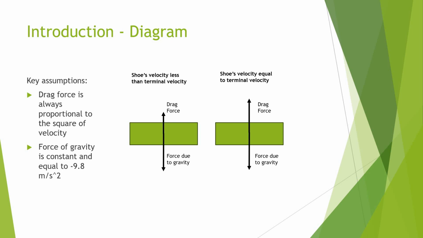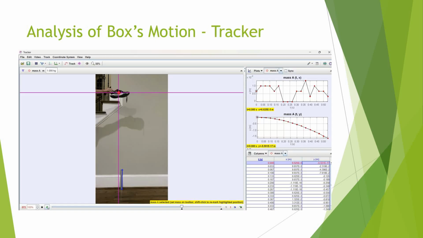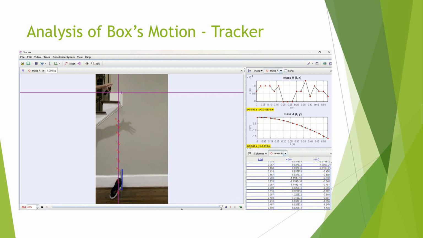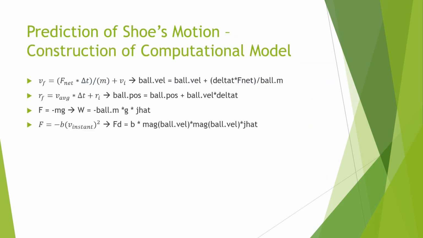This means that the object has reached and will maintain its terminal velocity. Some key assumptions made in this lab are that drag force is always proportional to the square of the velocity, and the force of gravity is constant and equal to negative 9.8 meters per second squared. I use this video and Tracker technology to create a position versus time graph of the shoe position as it falls. I define up as positive and down as negative, so a downward sloping position versus time graph is produced, as seen in the top right of the screen. Note that coordinates of the graph were also provided by Tracker below it.